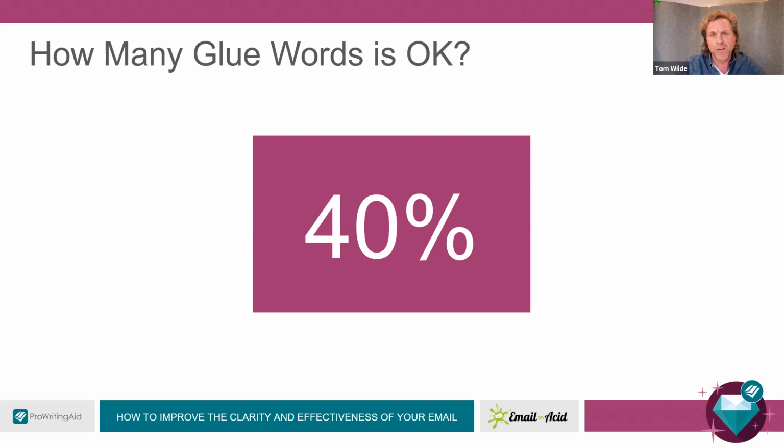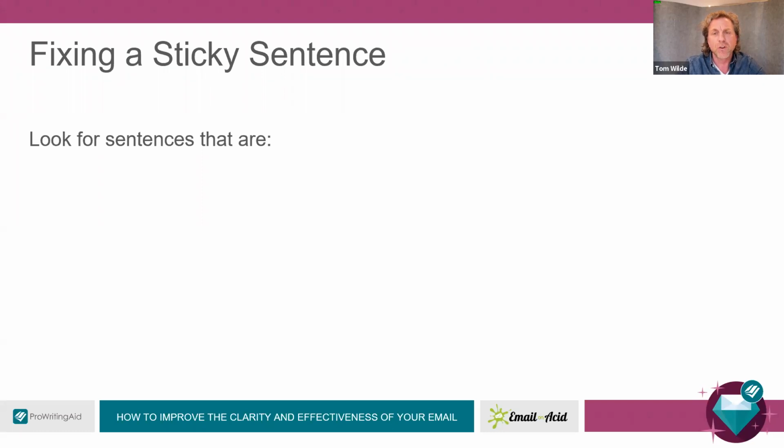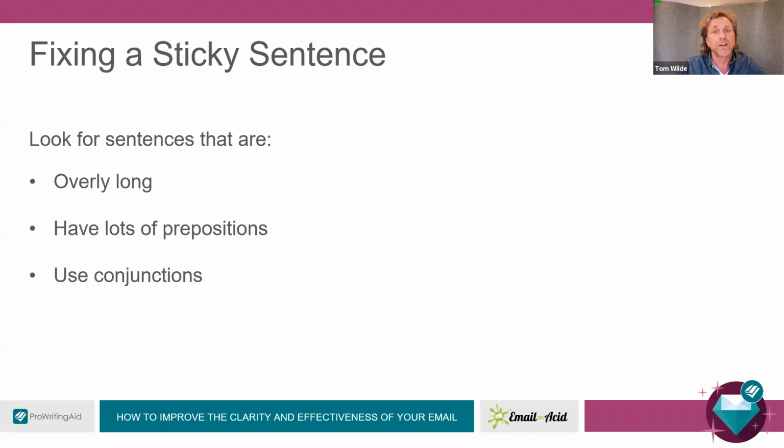How do we find sticky sentences? Okay, so you look for sentences that are overly long. If they're overly long, that's a good indication that there's a high degree of glue words in there. They have lots of prepositions. They have lots of conjunctions. Okay, those are telltale signs. Lots of prepositions and lots of conjunctions are going to be triggered as sticky sentences.